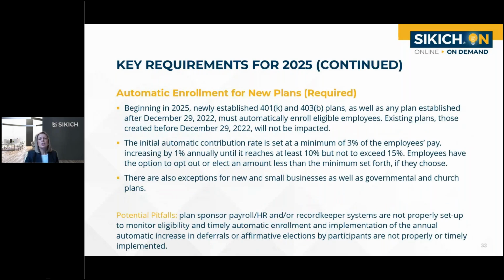The next provision that I wanted to talk about briefly that's also a requirement for 2025 is the automatic enrollment for new plans. Beginning in 2025, newly established 401k and 403b plans, as well as any newly established plan after December 29th, 2022, must automatically enroll eligible employees into their plan. Existing plans prior to December 29th, 2022, are not required to implement these rules.